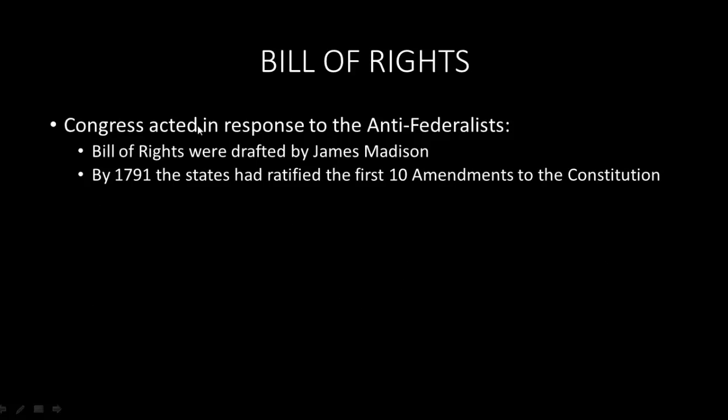Well, Congress acted in response. After the Constitution is ratified, what we do is we add a Bill of Rights. So it's written by James Madison. And what are the Bill of Rights? The first 10 amendments to the Constitution.